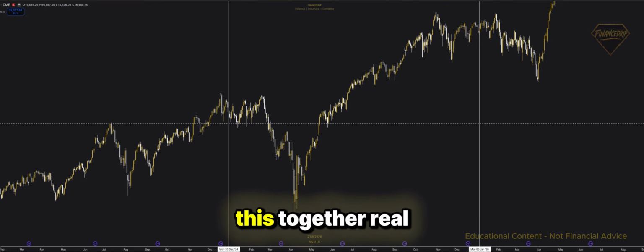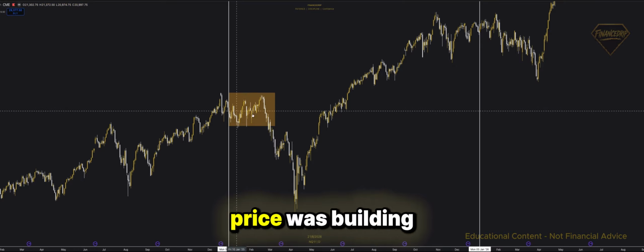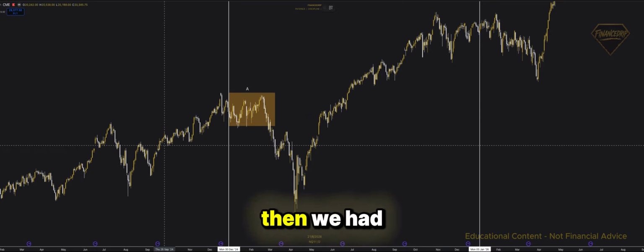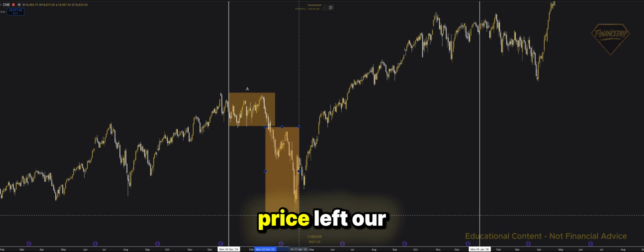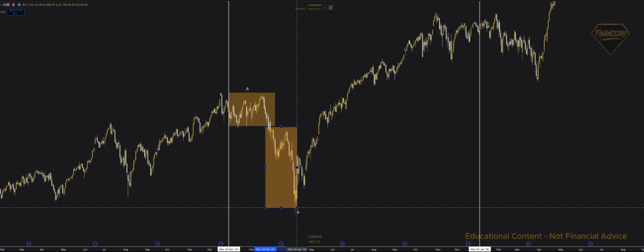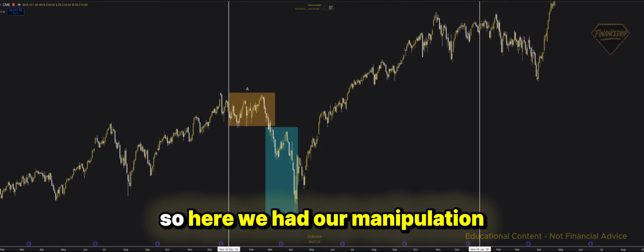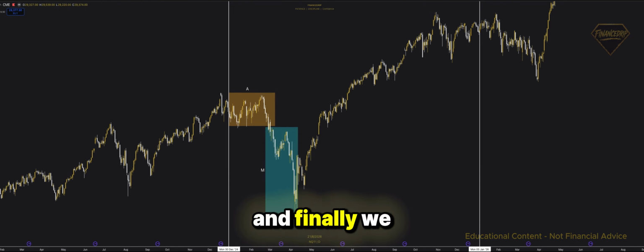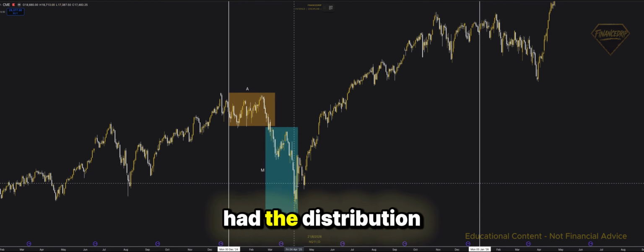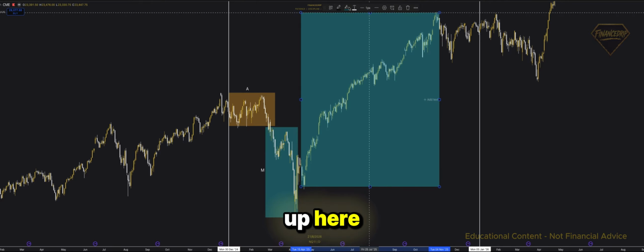So let's bring this together real quick. So here we had the accumulation, price was building a range. Then we had the manipulation, price left our original range. So here we had our manipulation, and finally we had the distribution up here.